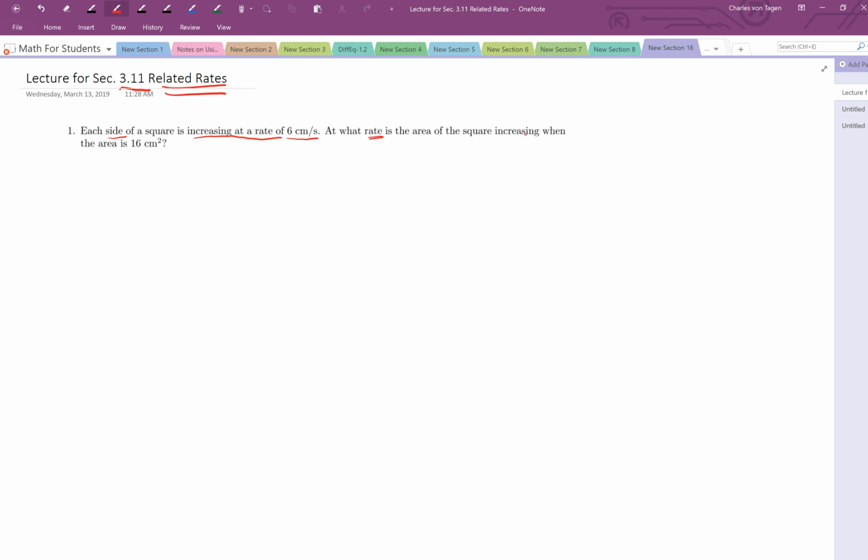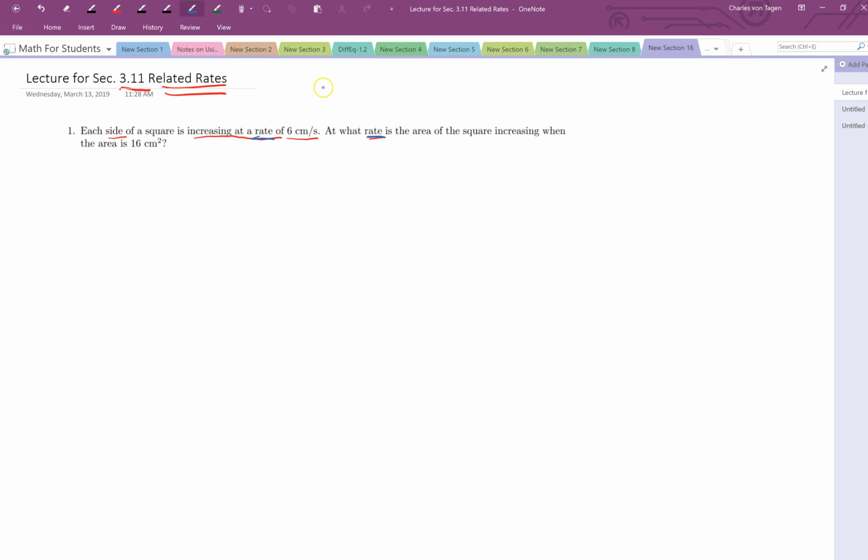That is, we know that somehow the side of a square is tied to the idea of the area of the square. And we know how the side of the square is changing. We're given the rate that it's changing at. And we're asked the question, well then, at what rate is the area of the square changing? Okay. First thing I would encourage you to make sure that you recognize is every time in this class from here on out that you see the word rate, you should know that we're talking about a derivative.